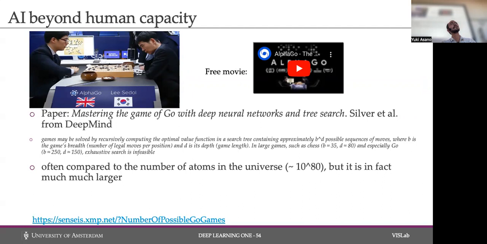And so you cannot just have a computer go through all the possibilities and then pick the one which leads to the win, because there's just too many. So you need something smart. And that's where they arrived at deep neural networks could be a solution to this.